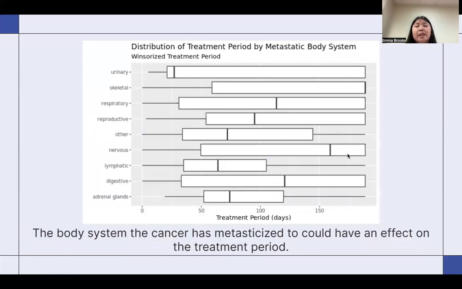Next, I wanted to look at variables that had possible relationships with our response variable, and this is helpful because we can see which predictors might be useful in our model. I first checked the metastatic cancer body system to see if there were any differing box plots with the treatment period, and there were. We can see that, for example, the lymphatic body system interquartile range is much different than the nervous system interquartile range, as well as the median. So these differing box plots can indicate that the metastatic cancer body system variable could have a relationship with our treatment period and could be useful in our model.